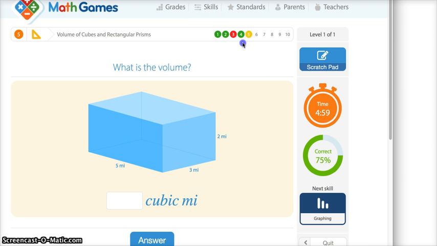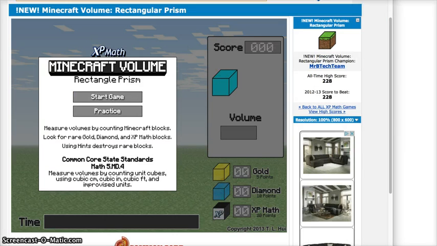It starts at 100%, so if you get some wrong, it'll go down. And as you can see up here, there's 10 questions total. And it'll tell you green is correct, red is incorrect, and yellow means that you took a really long time on the question, but you still got it correct, which is fine. Okay, so that's the first game option. And here is the second game option. This is the Minecraft one.